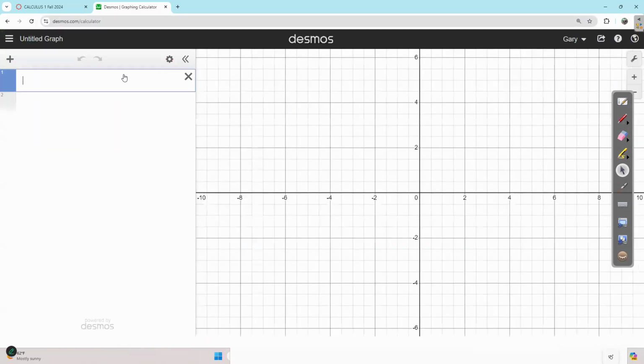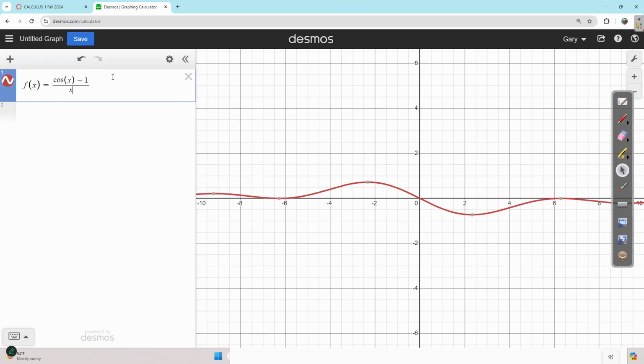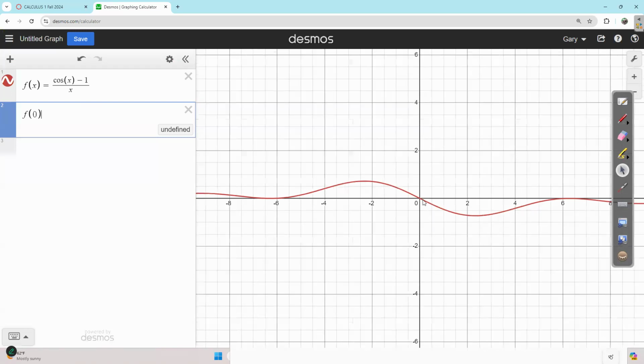All right, Desmos calculator. I'm going to enter it as a function of x. It's a fraction. Cosine x minus 1, use parentheses, please, in the proper places, divide by x. And it looks like it's going through the origin. When x is 0, it looks like y is probably 0, but we know for sure what is f of 0. Undefined, does not exist. But it looks like there's a limit. So we can zoom in just to make ourselves feel better.